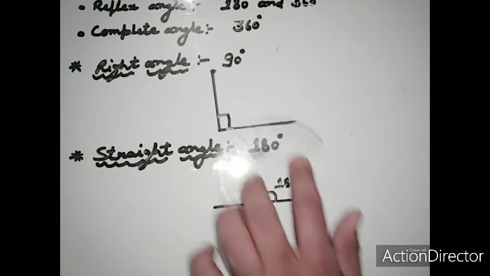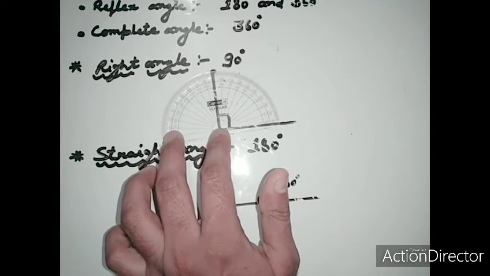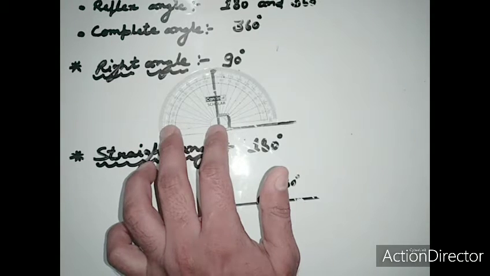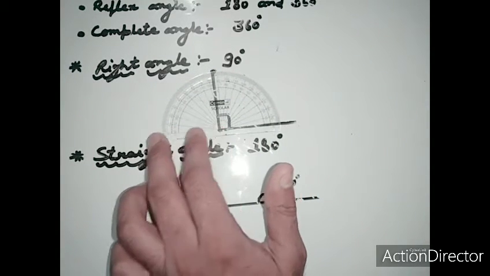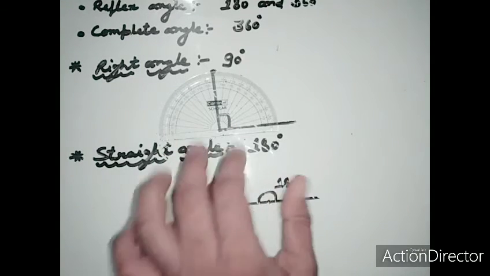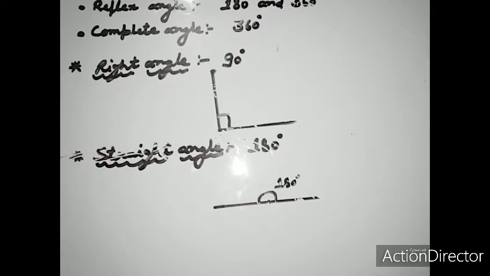Now same as with 90 degree here. So here put this protractor on the line like this. So here we get exactly 90 degree angle. So here we draw different angles by using this protractor.